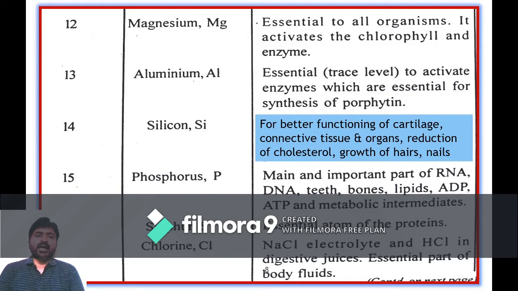So the next element is aluminium. Aluminium is a trace element which is present at a trace level in the body, and it is also useful to activate different types of enzymes which are essential for the synthesis of porphyrin. Now, what is porphyrin? Porphyrin is a large molecule constituted from the pyrrole ring. This porphyrin ring acts as a ligand in the body, and it works in many ways when it reacts with different types of metal. For the synthesis of such a porphyrin, aluminium is used. Aluminium is a trace element, no doubt, but it acts very greatly because it helps in the synthesis of porphyrin, which is one of the important components of the body.